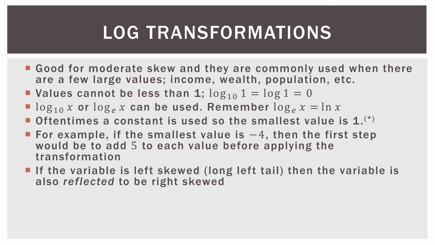Now, if the variable is left skewed, so a long left tail, then the variable is also reflected to be right skewed. So a lot of these transformation functions work assuming that the skew goes to the right, and therefore what we will often have to do is reflect the variable.